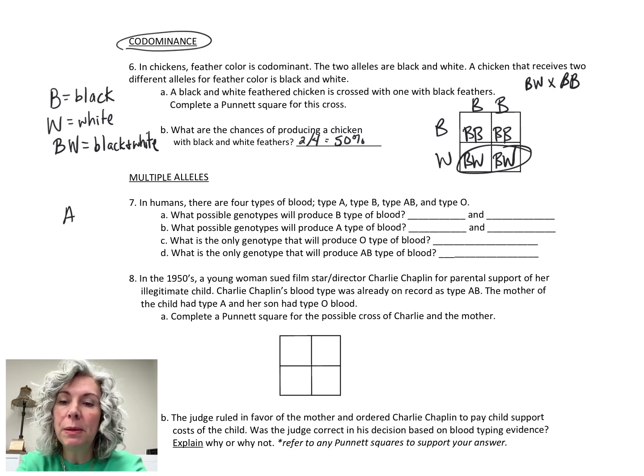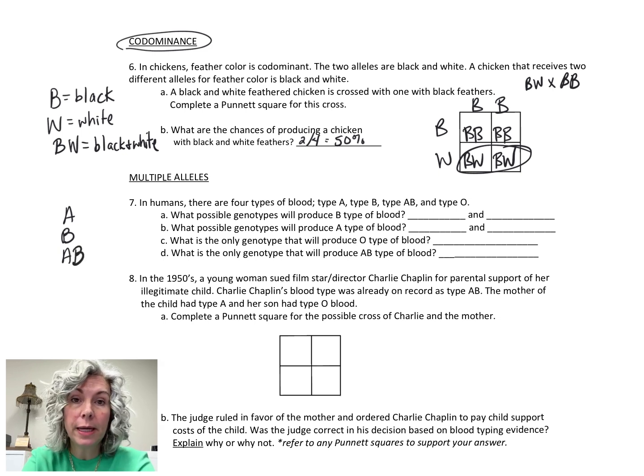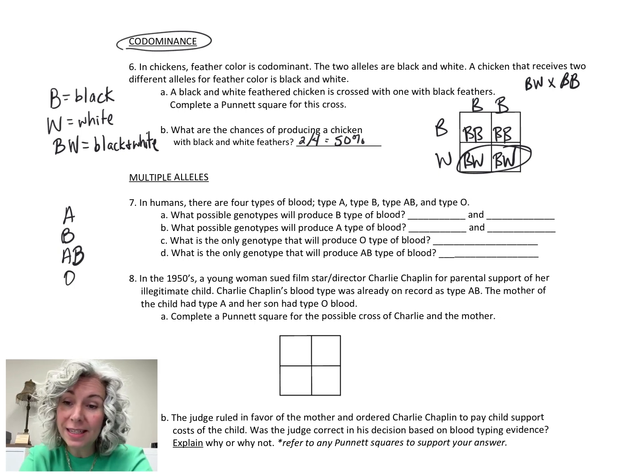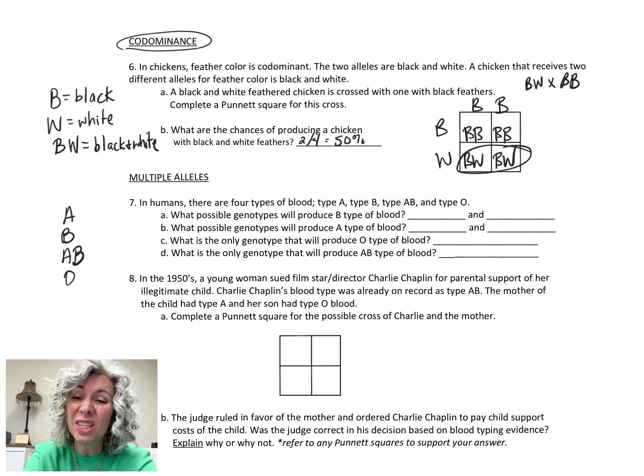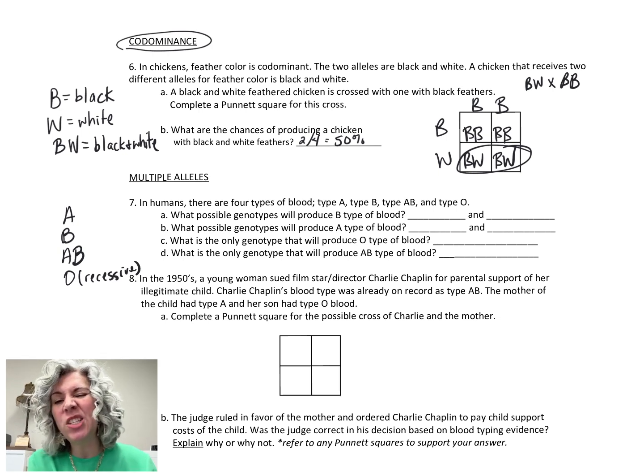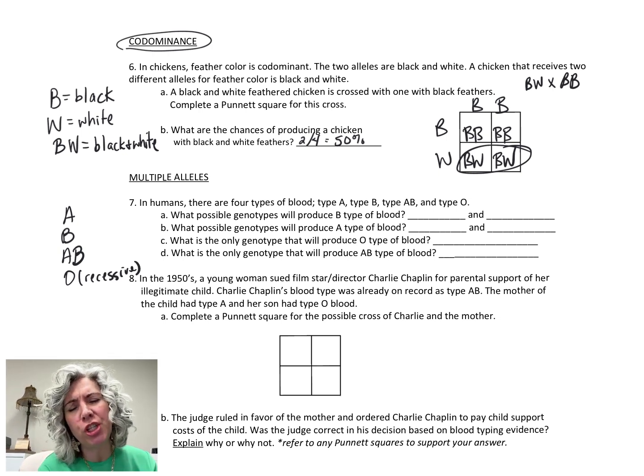So A would simply be blood type A. B would be blood type B. AB would be blood type AB. And then O would be simply blood type O, but it's recessive. I'm just going to write the word recessive there for O. Let's answer these questions and come up with the various genotypes.